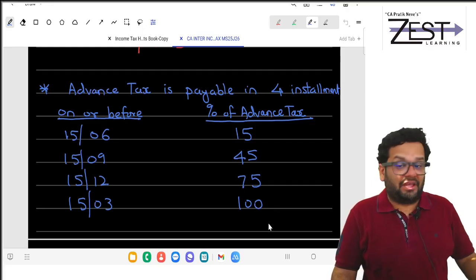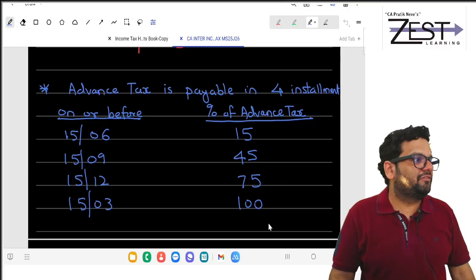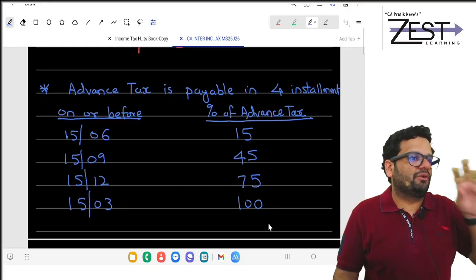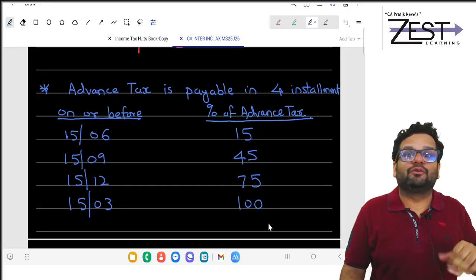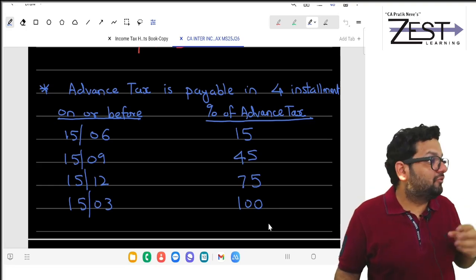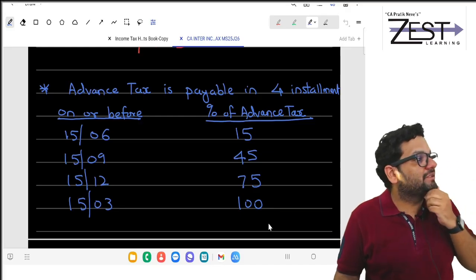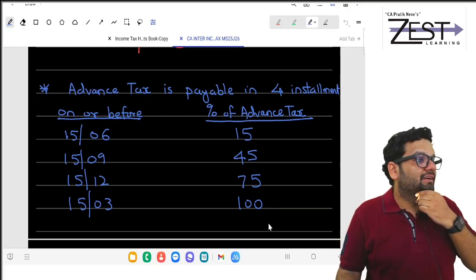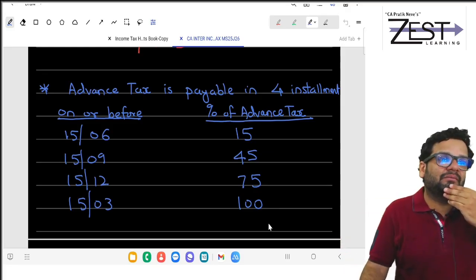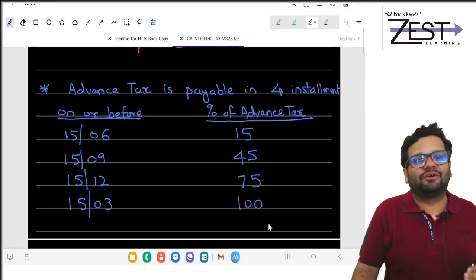Clear. They have given these provisions. They have made it compulsory. Means it will not be for entertainment. If you don't pay in time, or if you don't pay at all, there will be some interest. Don't pay in time means if there is a shortfall.